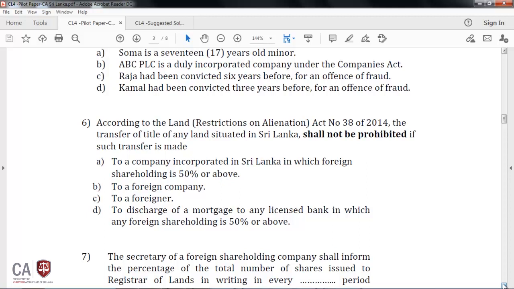So, A cannot be taken as an answer to this question. Then second one is to a foreign company. Now, I have told you that no foreign entity can obtain the transfer of title of any land situated in Sri Lanka. So, therefore, answer B is also wrong. Then C is to a foreigner. Again, I told you that no foreigner can own or have a transfer of title of any land situated in Sri Lanka under this Act. So C is wrong.